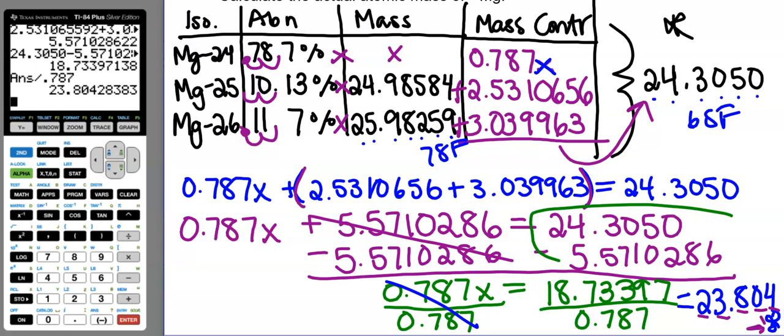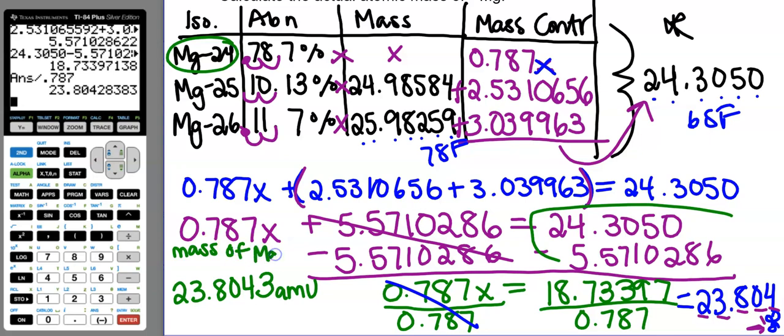We've kind of run out of room here, so I'm going to write our final answer on the far left side. So that would be 23.804. And then we decided that 2 would round up to a 3 because 8 is larger than 5. And that is in AMUs. And that is the mass of magnesium-24. So we want to write that because it's not an average atomic mass. It's the mass of Mg-24. And there is our final answer.